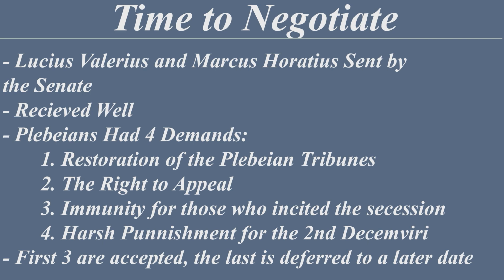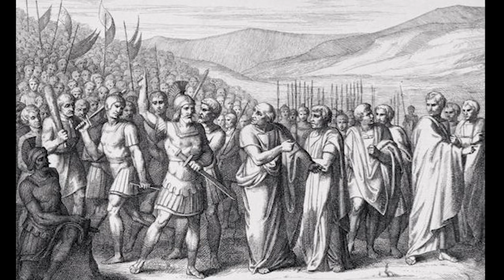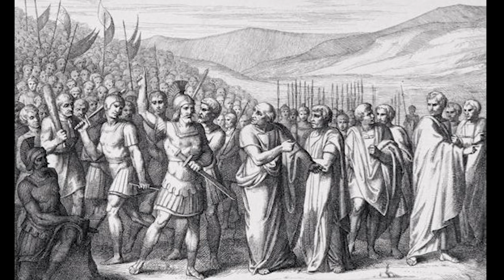The plebeians demanded 4 things: the recovery of the protections the plebeians enjoyed through the plebeian tribunes, the right to appeal, immunity for those who incited the rebellion, and harsh punishment for the Decemviri. Lucius Valerius and Marcus Horatius agreed on the first 3 demands, and asked that the issue of punishment be postponed. The plebeians accepted, and thus ended the Second Plebeian Secession.